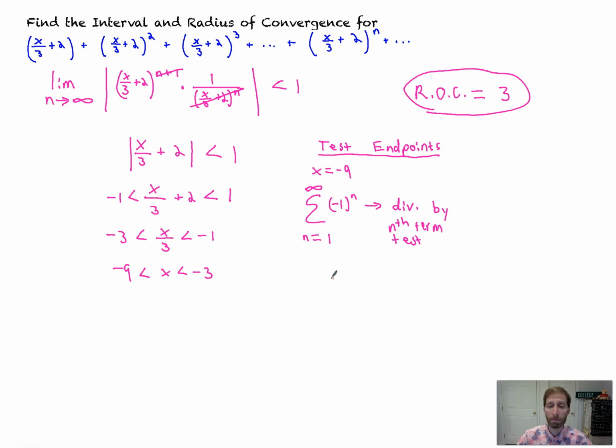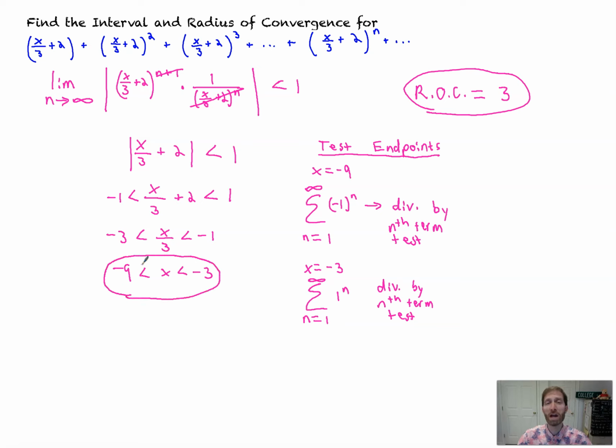Let's check negative 3. So at x equals negative 3, we would get sigma from n equals 1 to infinity. If I plug in, negative 3 over 3 is negative 1, plus 2 is 1, to the n. Well, by the same token, that diverges by the nth term divergence test. Why is that? If I take the nth term test of this, the limit does not equal 0, and so neither of these are going to be included. Therefore, this is your interval of convergence. We do not include the endpoints.